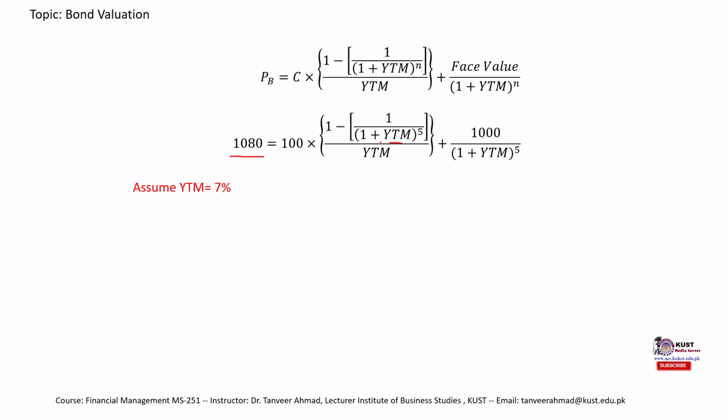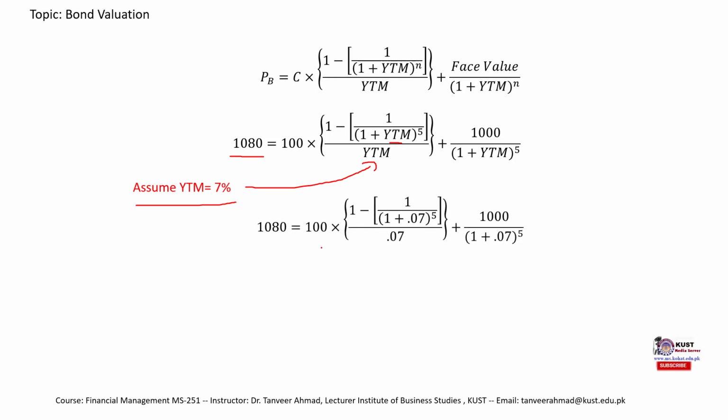We leave the YTM. Now what we would do, in the trial and error method, is assume one value of YTM, any value of YTM. Say I have assumed 7%. We would put that assumed YTM value into the formula and see if the right side of the equation is equal to the left side of the equation.